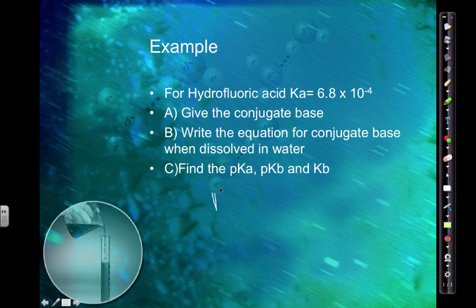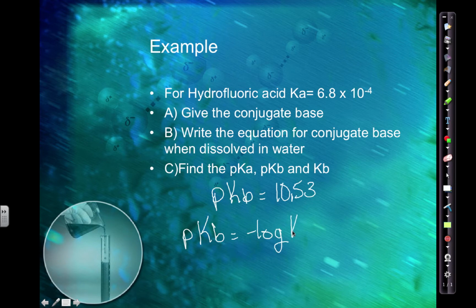All right, so pKb was equal to 10.53. Now we just need to find Kb. We know that pKb is equal to the negative log of the Kb, so we just plug that number in. 10.53 is equal to the negative log of this.